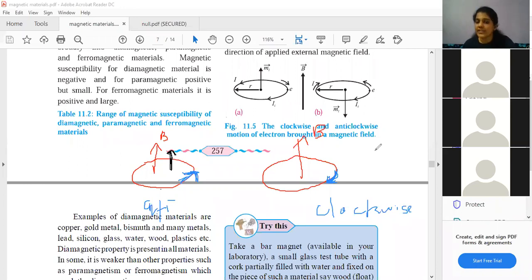And in clockwise direction, if you apply the right hand thumb rule to this current like this, the thumb is in the backward part according to my diagram. So here we will see that the magnetic field of the induced current is in opposite direction.